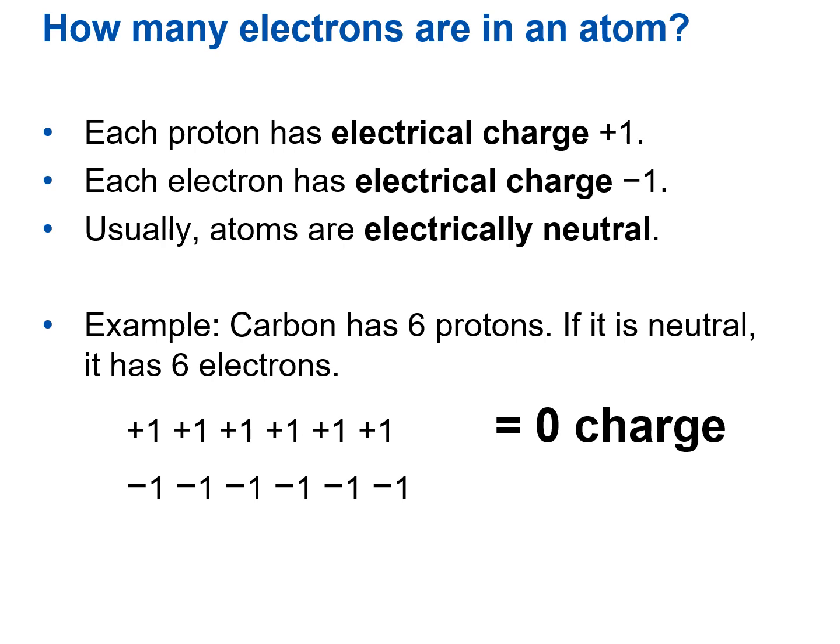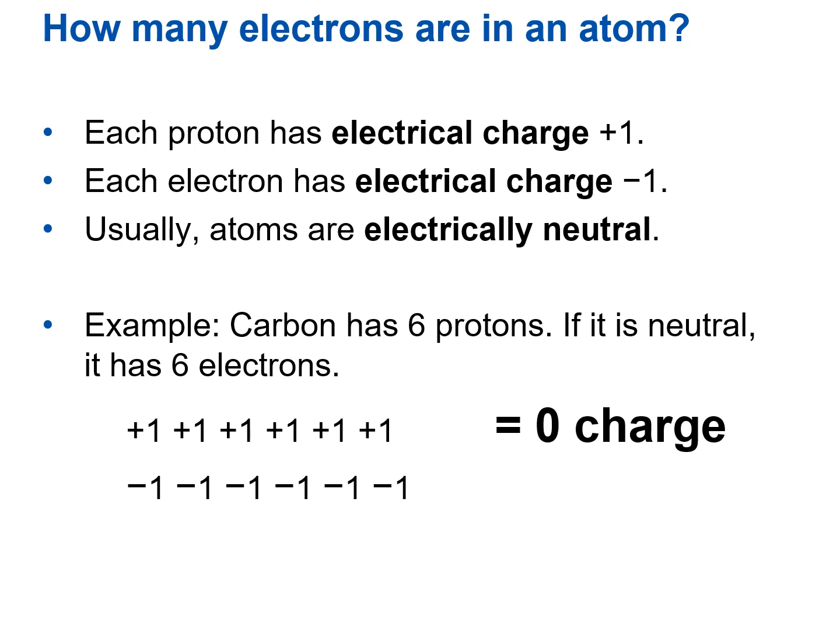Usually atoms are electrically neutral. Neutral means having 0 charge. And what this means in terms of the particles is that usually there are equal numbers of protons and electrons. Not always, but nature prefers there to be equal numbers of protons and electrons.